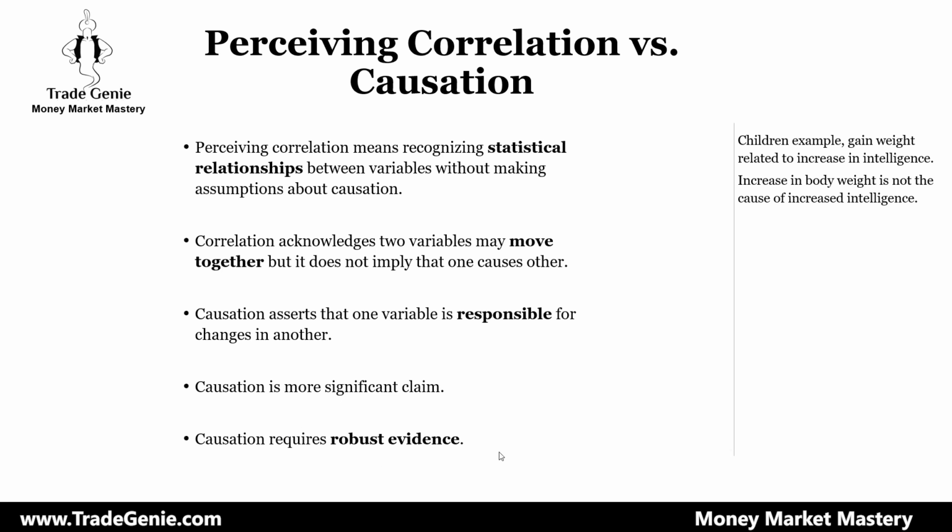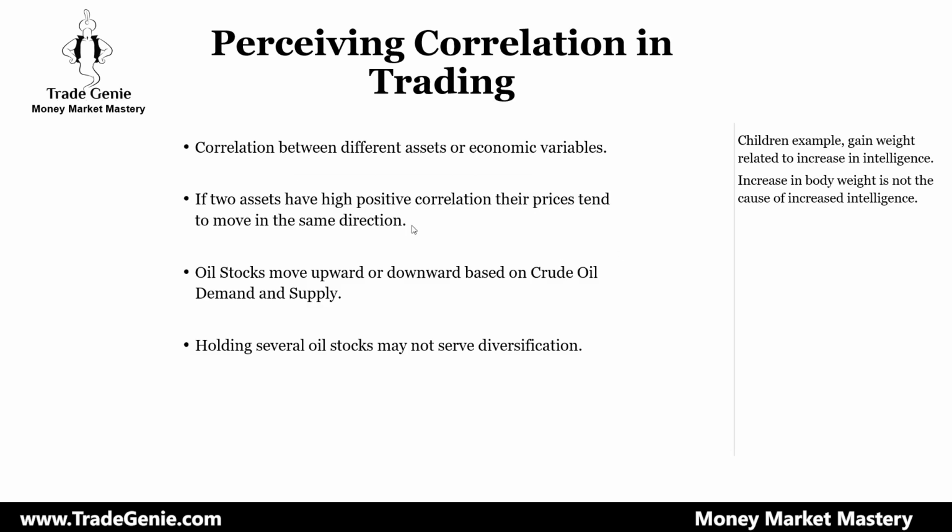Causation requires robust evidence. For every cause and effect, there are so many variables in the market. The market is moving, and sometimes we wonder why the hell the market is going up. When the interest rate increases, the market still goes up. Or when news comes related to inflation, the market still goes up, whereas we were expecting the other way. So why do these kinds of phenomena happen? So, perceiving correlation in trading.